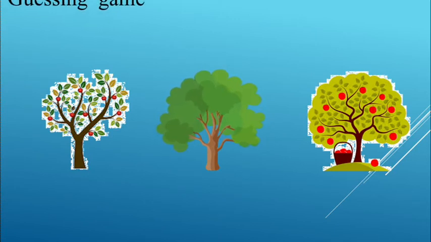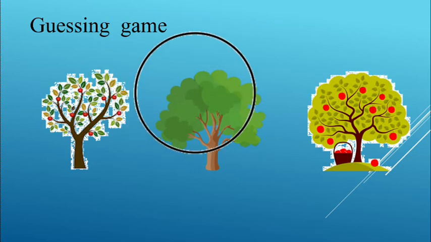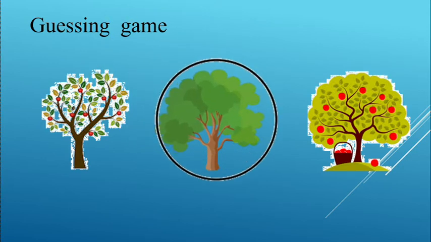Students, I will show you trees and you have to find out which one shows 0. Here I have 2 trees. In this you have to find which one is 0? Yes, correct. Second one is 0. The first and third has many fruits.